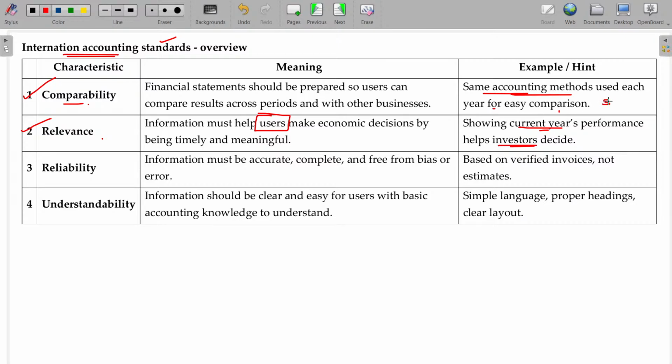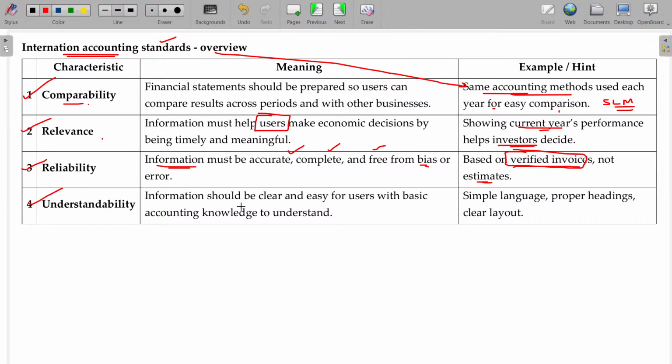For example, the straight line method of depreciation, you have to follow the same year after year. That's what the international accounting standard says. If you follow the same method year after year, you can easily compare from one year to the next year. And reliability. Whatever information you get, it will be accurate and complete and free from bias and error. Because of that, you can easily compare, the verified invoices, not estimates. So it can be a real one, not just because of an estimation you record.